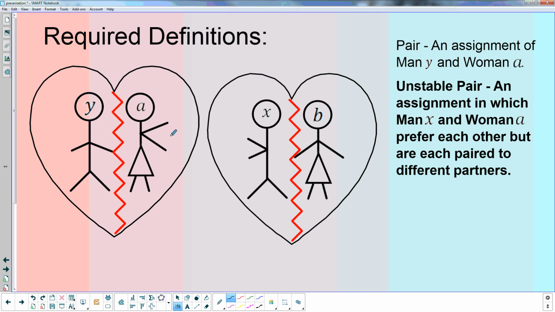The thing that we're trying to avoid is the unstable pair, in which an assignment gives man Y woman A and man X woman B, but woman A and man X are actually both more attracted to each other than they are to their assigned mates. That's what we're trying to avoid in this algorithm: a pairing that leaves woman A attracted to man X, and man X more attracted to woman A than his current matching.